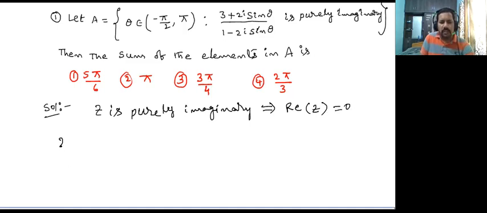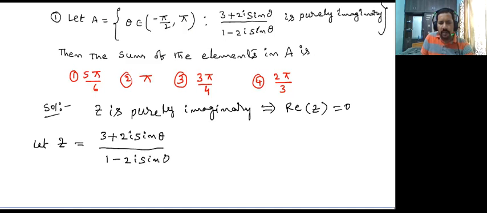Now, Z is equal to, assume that, what is the complex number? 3 plus 2i sin theta divided by 1 minus 2i sin theta. This is the given complex number. Simplify this.